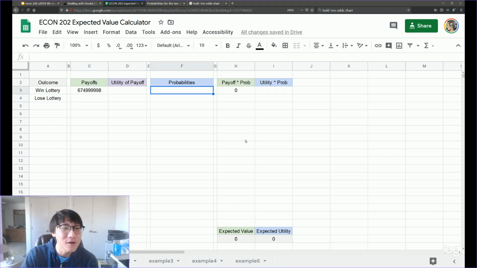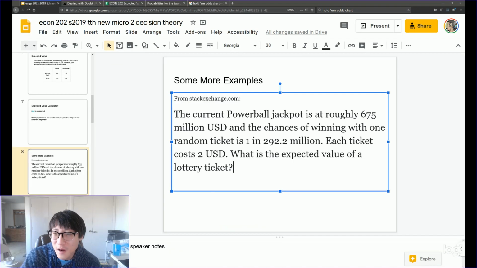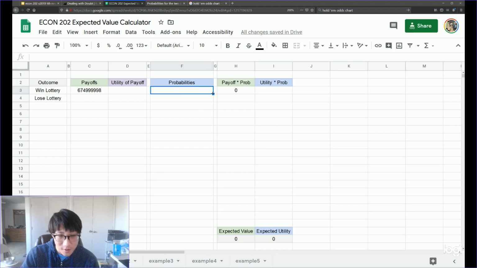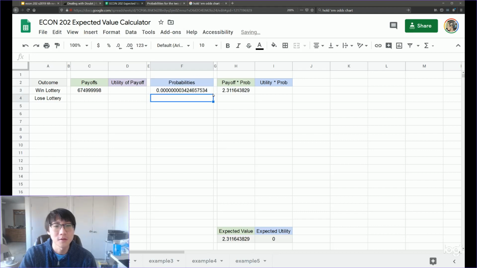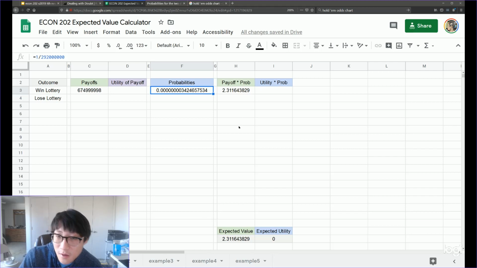And what is the probability of that? That probability is 1 in, I'm just going to round, 292 million. So the probability of that is going to be equals 1 over 292,000,000. And you can see that it's a very small decimal value here, 0.00 followed by a bunch of zeros. Obviously, it's very unlikely that you would win.